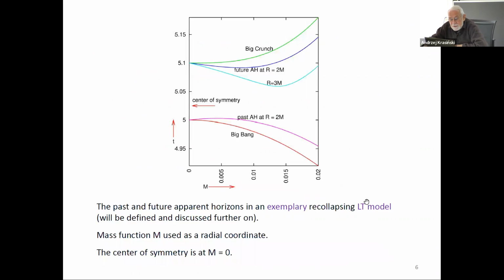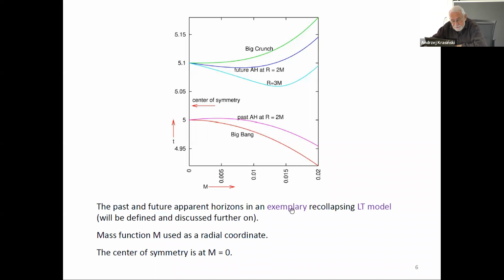So this is one exemplary space-time diagram of an exemplary Lemaitre-Tolman model that expands from a Big Bang and evolves toward a final singularity after a finite time. So this is the future apparent horizon. This is the past apparent horizon. Well, why this hypersurface has any meaning will become clear in a moment.